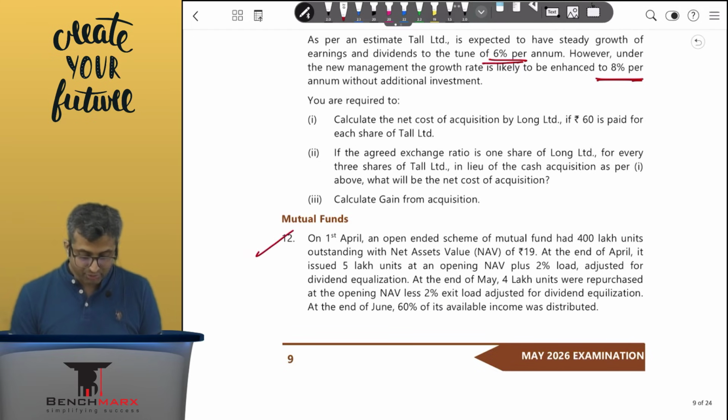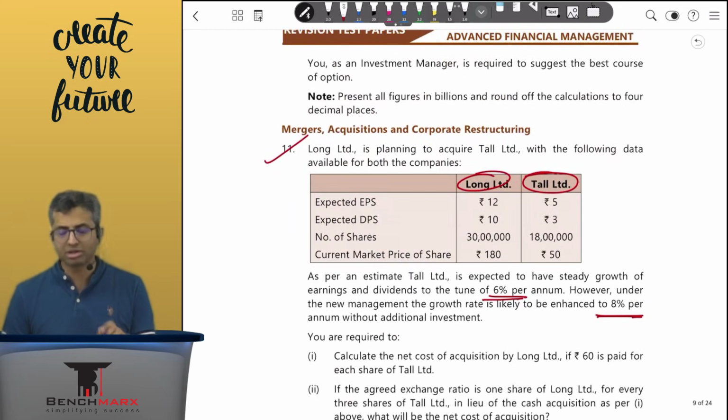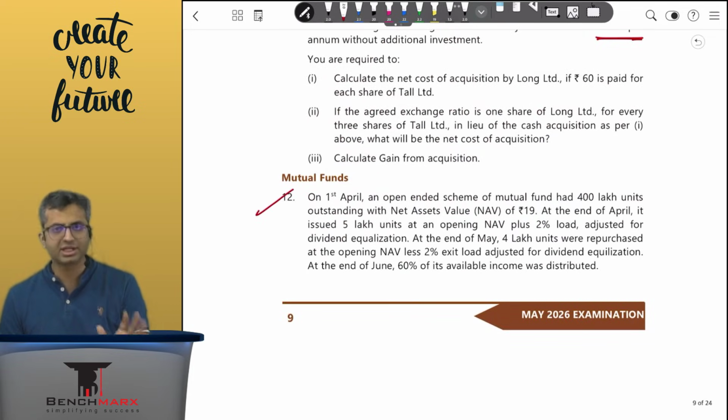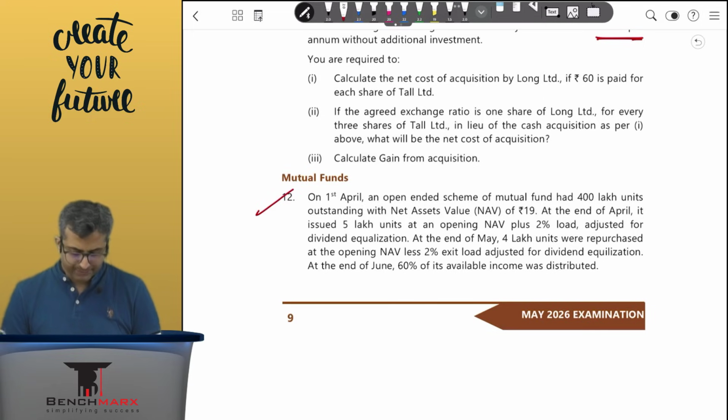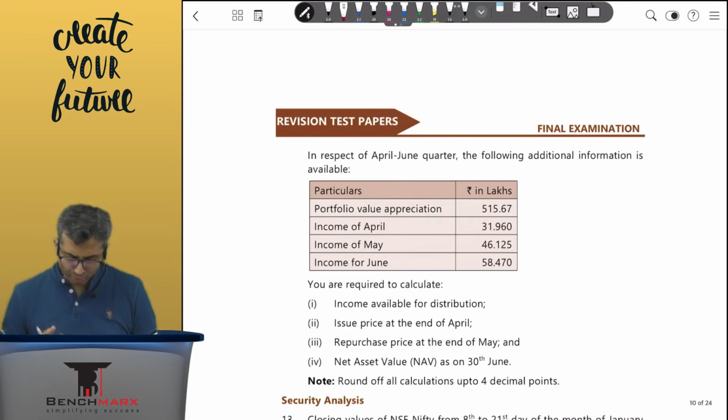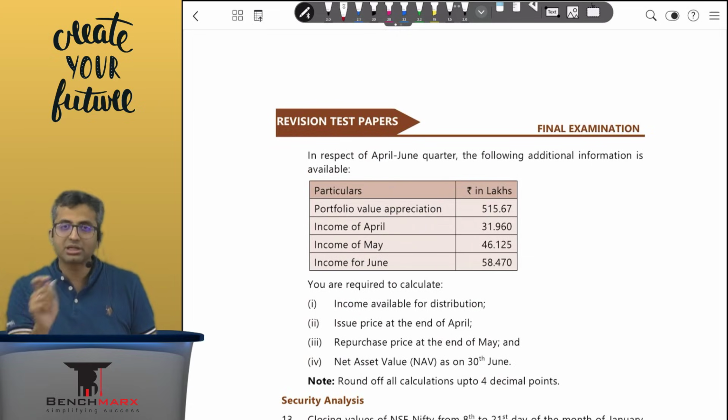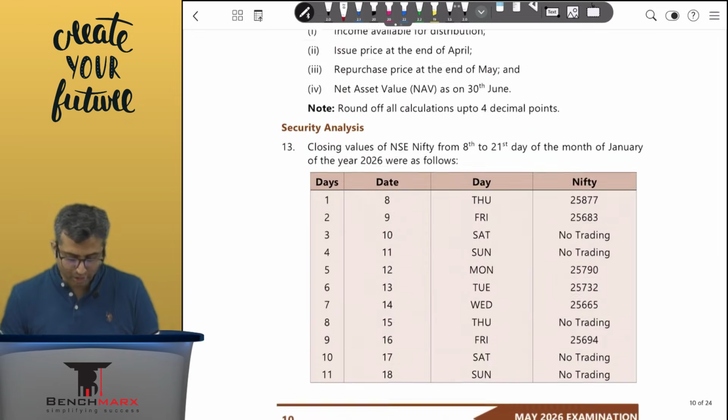In mutual funds, one of their favorite dividend equalization questions, which is the same question that comes every time there is a dividend equalization. That is the same question which has been put up over here as well, just that the numbers are different. So it's good if you have done that question earlier and you can just practice using different number sets. You can use this question for dividend equalization practice.